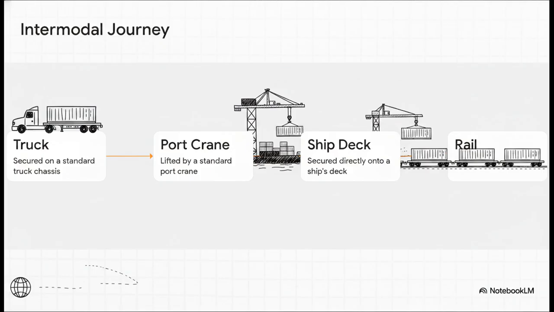Because of those standardized corner castings we talked about earlier, a shipper over in India and a depot in Rotterdam can rely on the exact same equipment without ever even speaking to each other. It's just a completely frictionless transfer across different modes of transport.